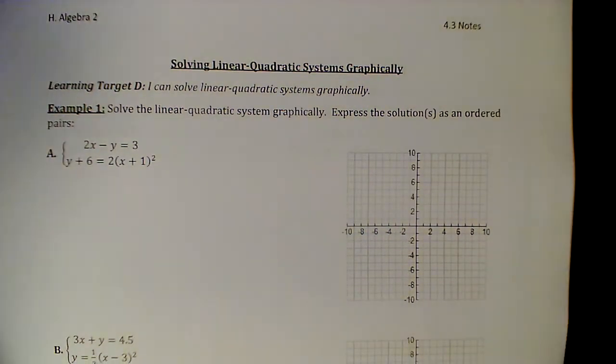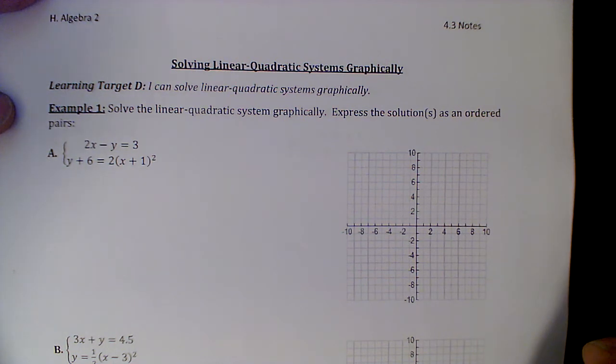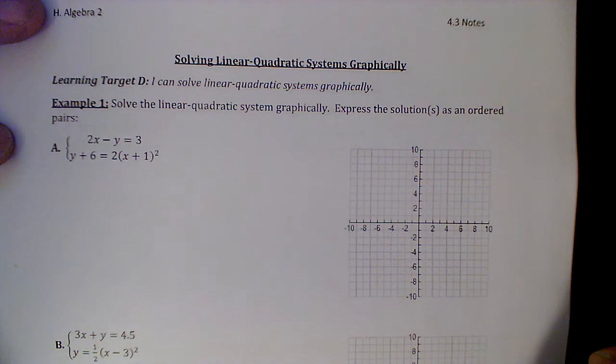All right, every single one of these is graphing. So you just graph the two separate graphs, and it looks like one of these is linear in every case and one's quadratic, and you see where they cross.